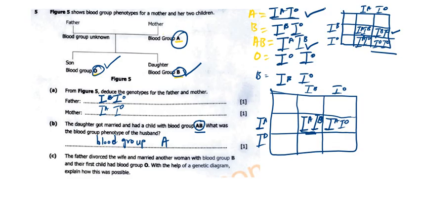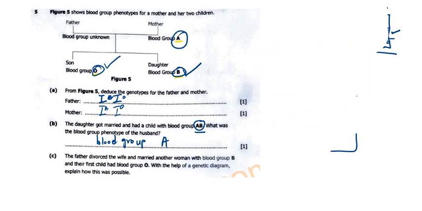Now, C, it is saying the father divorced the wife and married another woman with blood group B. So now we are talking about which father? This father here. And their first child had blood group O. With the help of the genetic diagram, explain how this was possible. So, the genetic diagram, you start by writing the phenotypes of the parents. So you say parents' phenotype.